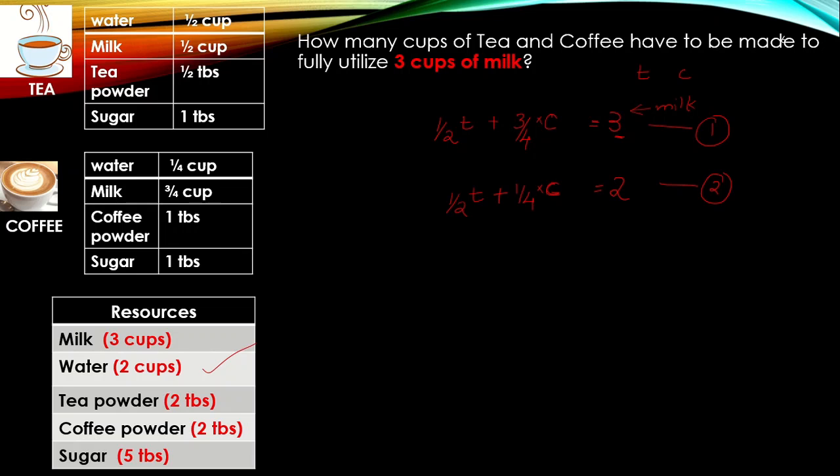So when we solve, I can write these 3 equations for these 3 resources. But here we have only 2 unknowns, so 2 equations are necessary. If I solve these equations, I will get the solution for T and C, that means the total number of cups of coffee and tea. So this is how we use linear equations in our day-to-day life.